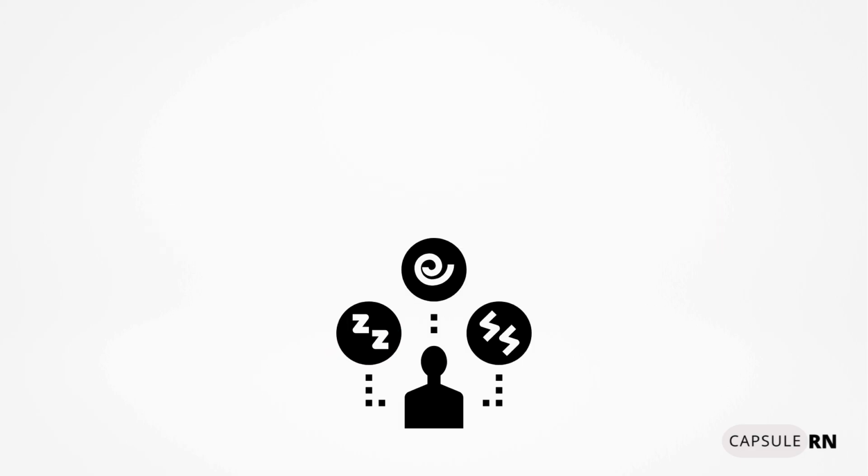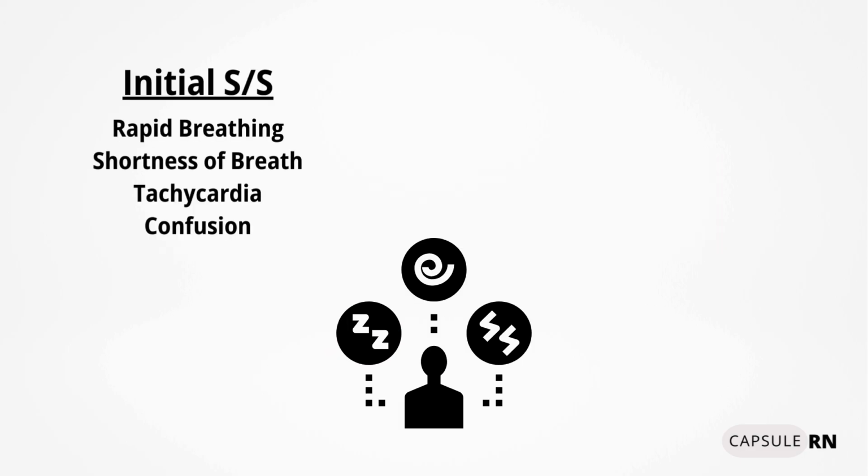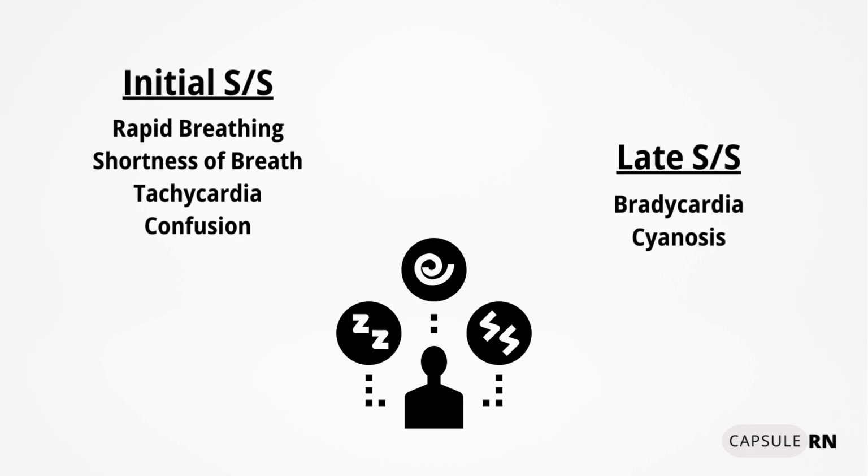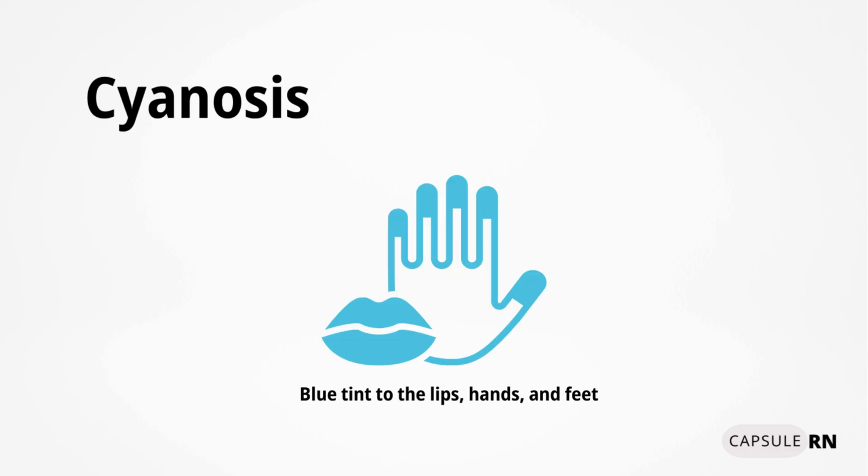Initial symptoms may include rapid breathing, shortness of breath, tachycardia, which is high heart rates, and confusion because the brain isn't getting adequate oxygen to function properly. Late signs and symptoms, however, that you want to be aware of are bradycardia, which is a slow heart rate, and cyanosis, which is a bluish tint to the lips, hands, and feet.